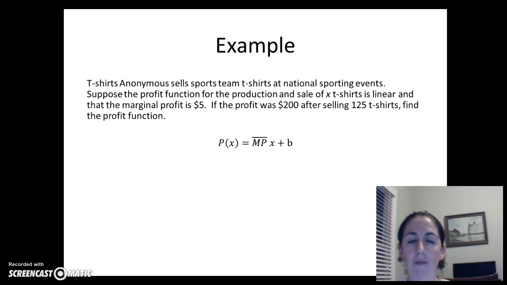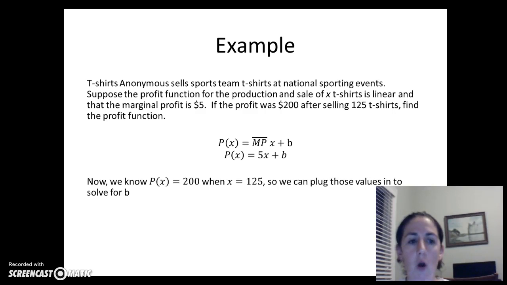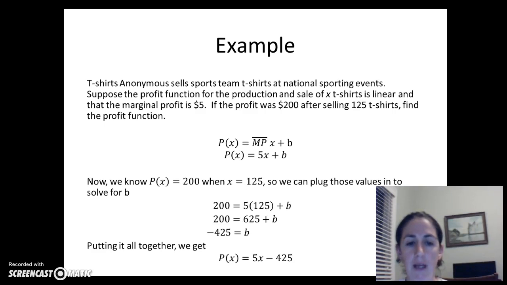Knowing that the marginal profit is the slope, we can set this up instead of y equals mx plus b in function form. It would be P of x equals MP, for marginal profit, times x plus b. Well, the marginal profit is $5, so that means that the slope of this line is 5. Well, we know that the profit is 200 when the amount that we sell is 125, so we can plug those values in for P of x and solve for b. And when we do, we get negative 425 is equal to b. So what is our total profit equation? P of x equals 5x minus 425.